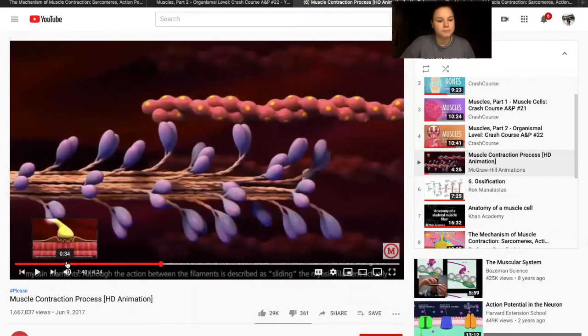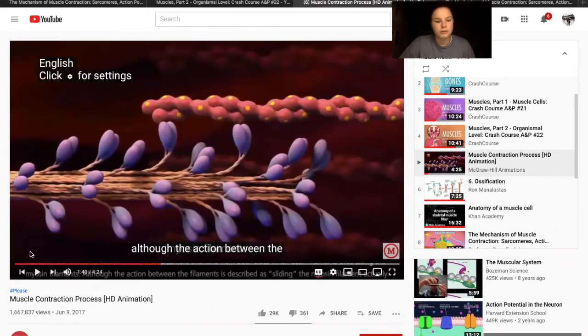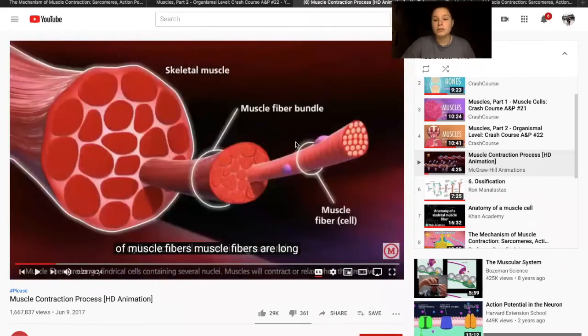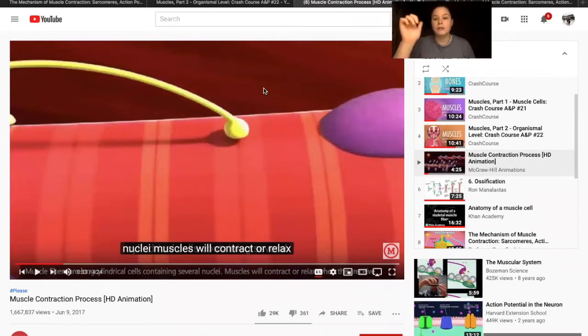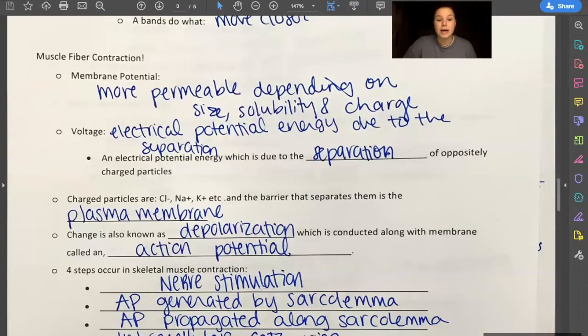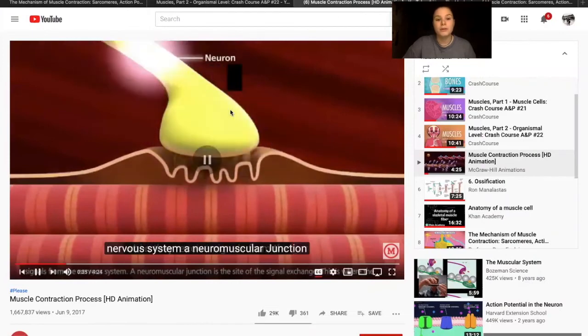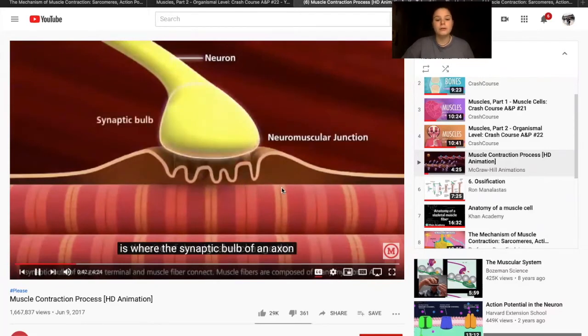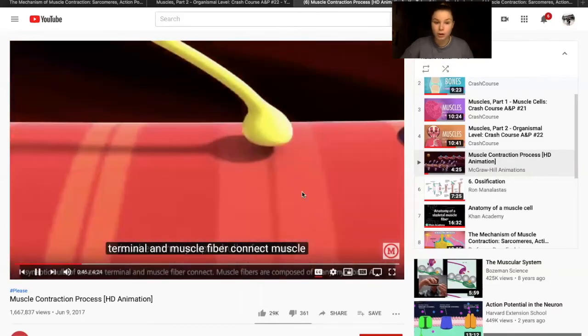So let's watch that. I'll put the closed captions on, but it's better to watch it. Here's our muscle. Muscles have lots of nuclei, and each has what's called a motor unit: the muscle and the nerve and all of it. This is the nerve or axon that's attached to the muscle. This is the nerve stimulation. It comes down the neuron, signaling this muscle, and comes to the neuromuscular junction, which is the gap between the neuron and the muscle. It comes down into the synaptic bulb, then the muscle fiber.